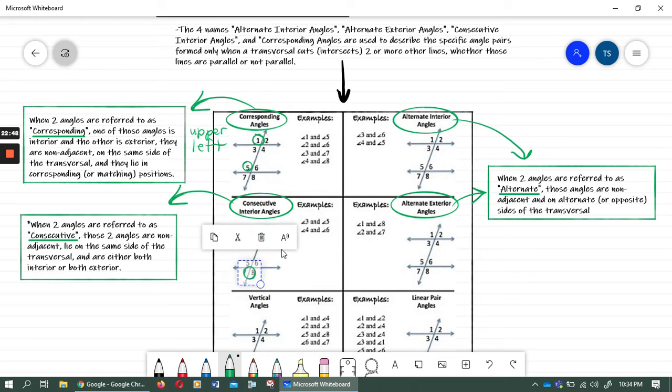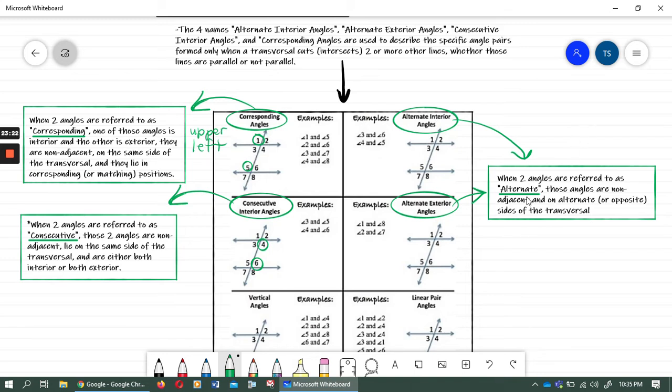But again, this thing here is not referring to consecutive exterior angles like angle 2 and angle 8. It's referring to consecutive interior angles. So again, guys, it's talking about angles like angle 4 and angle 6 that are both interior and consecutive, non-adjacent, on the same side of the transversal. Okay.